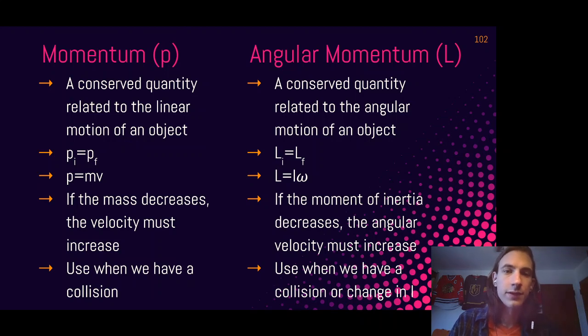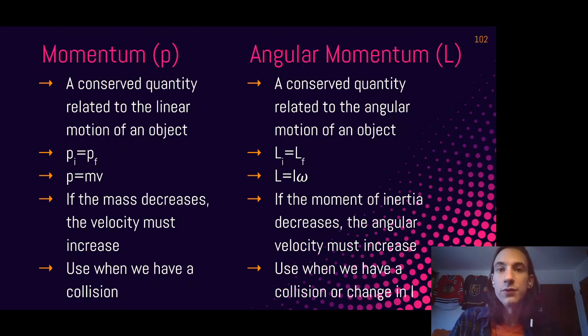So just kind of going through and looking at our linear analog and our angular analog like we've done, we said, okay, well, momentum is based on the mass and the velocity. And we said, okay, momentum is a conserved quantity that's related to the linear motion of an object. So the initial momentum equals the final momentum. It's conserved whenever we have a collision. And we have this idea that during a momentum occurrence or collision, if the mass decreases, our velocity has to increase in order to keep momentum conserved. And we're going to use it when we have a collision or some sort of change in mass.